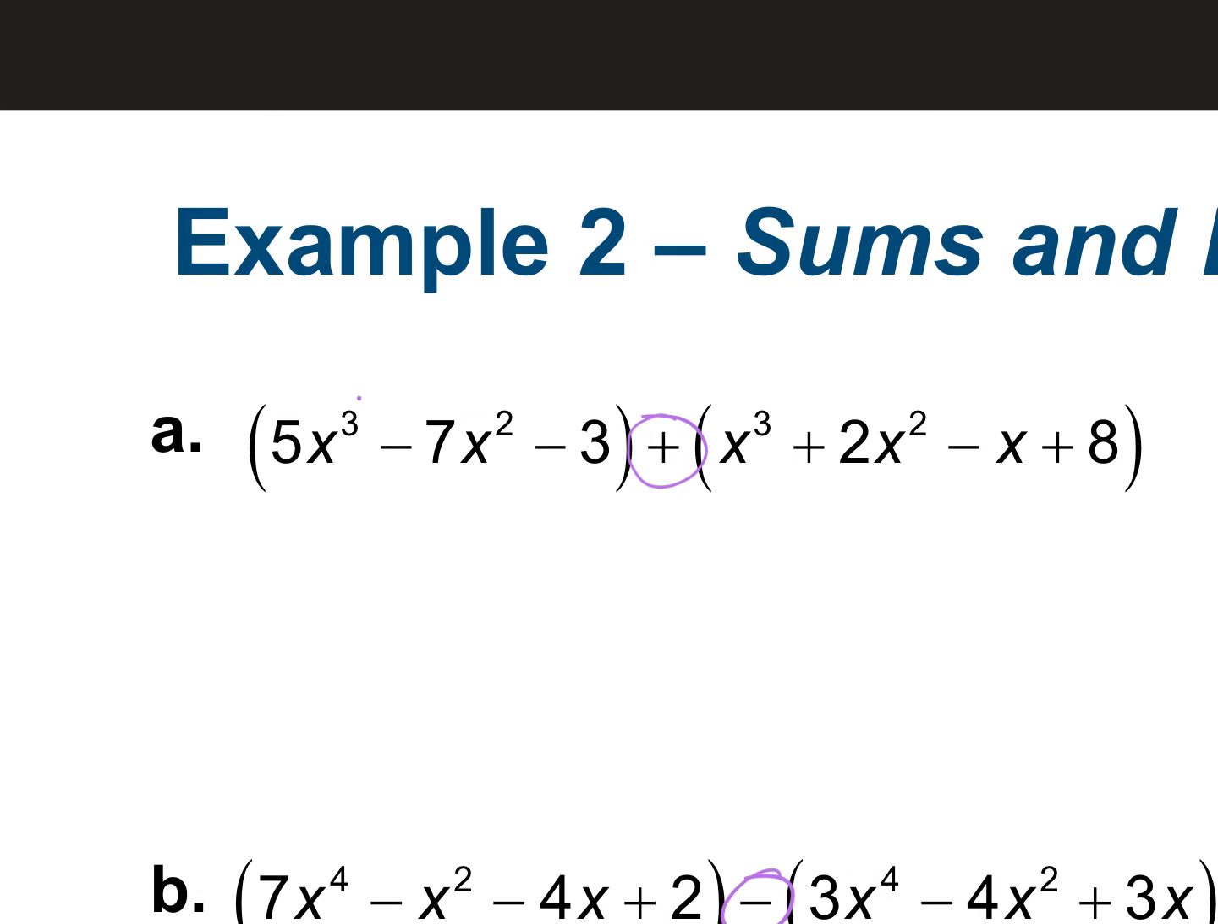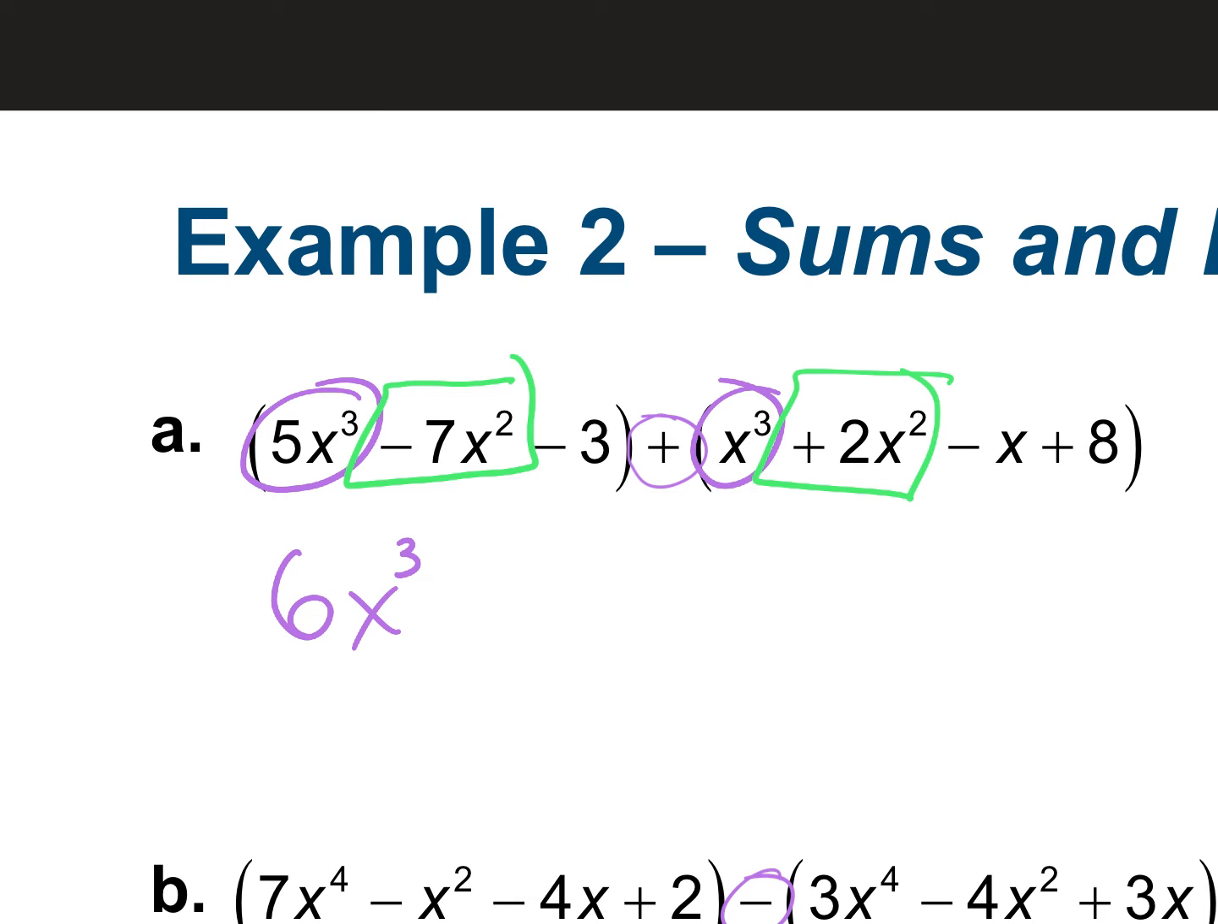X to the third. So I have 5x to the third here, and I have 1x to the third here. So it gives me a total of? 6x to the third, 6x cubed. The next exponent is squared. So I have negative, because the sign in front goes with it. Make sure you scan out. I have negative 7x squared and a positive 2. What's negative 7 plus 2? Minus 5x squared. Great. And then I have a negative 3 and an x.